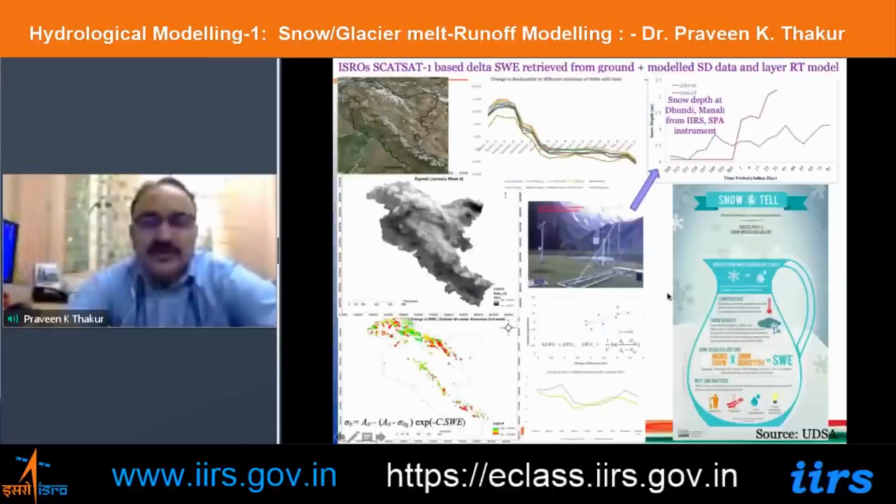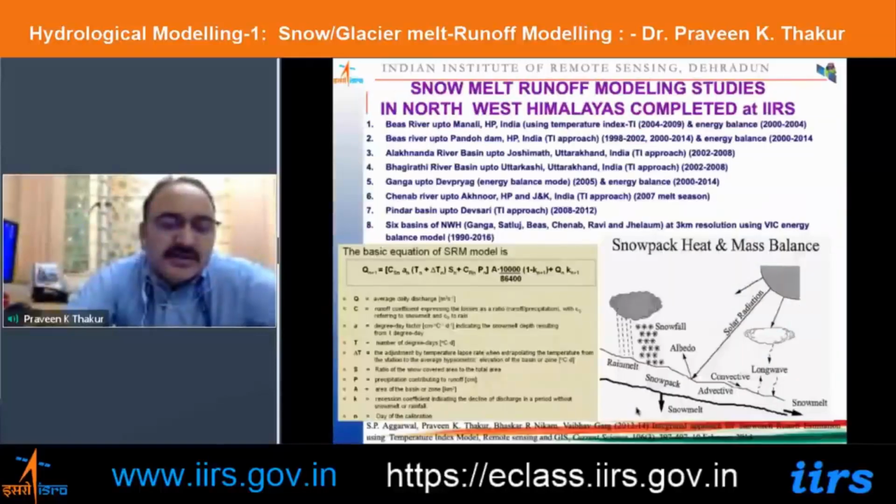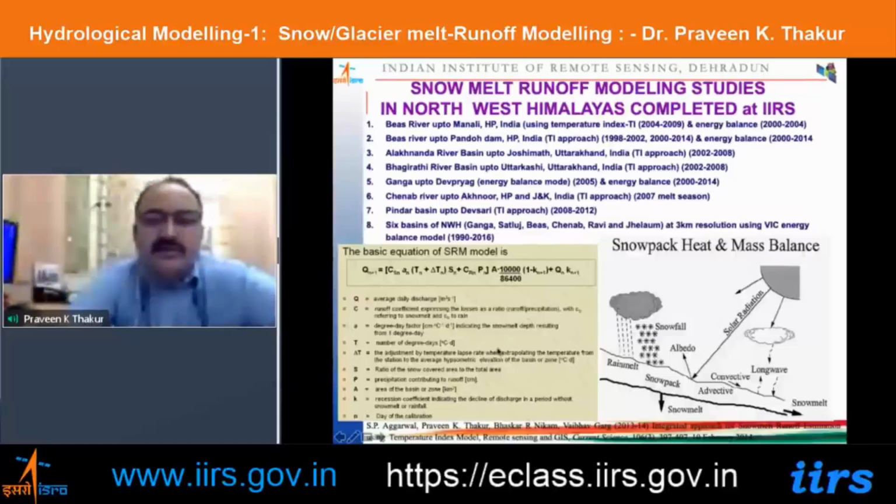So snow melt runoff modeling is usually classified into two approaches. One is the temperature index approach and the second is the energy balance approach. This is one example of the temperature index approach, where we estimate the snow melt using air temperature data as a primary input, plus satellite derived snow cover as one of the inputs. Then we have the runoff coefficient, degree day factor, temperature lapse rate and recession coefficients as other input parameters which can be calibrated to fine tune the model.